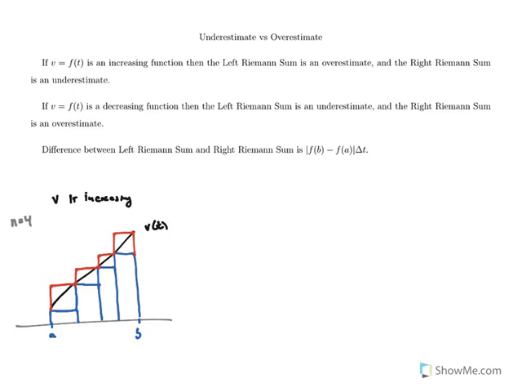So for an increasing function, a left Riemann sum is an underestimate, right Riemann sum is an overestimate. I think I did that backwards, sorry. If the velocity function is increasing, then the left one is an under, and the right one is an over. And if it's a decreasing function, we have the opposite, over and under. And we can draw that as well.